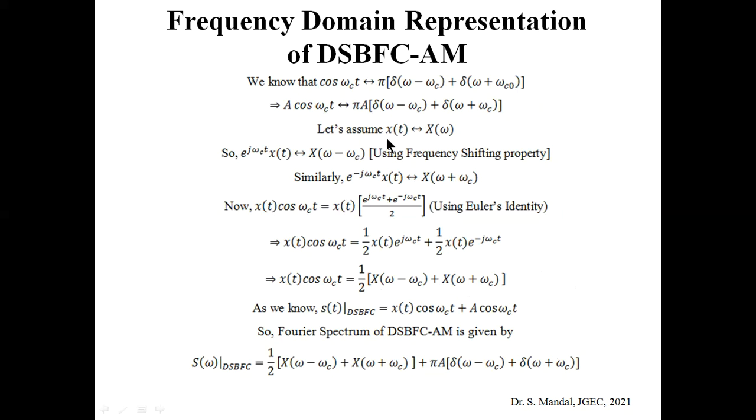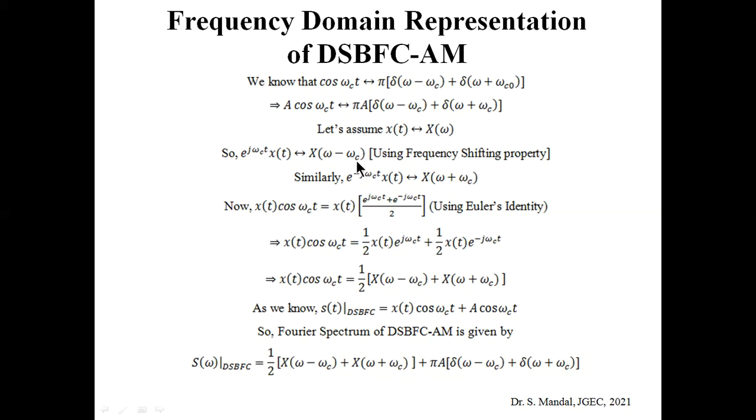So we are assuming that the Fourier transform of x(t) is X(omega). Now we know that the Fourier transform of e to the power j omega c t into x(t) is given by X(omega minus omega c), that means a shifted version of X(omega) at the omega c point. This can be obtained by using the frequency shifting property of the Fourier transform.